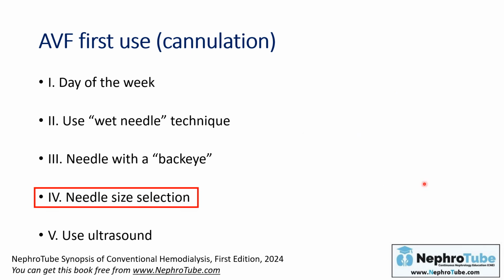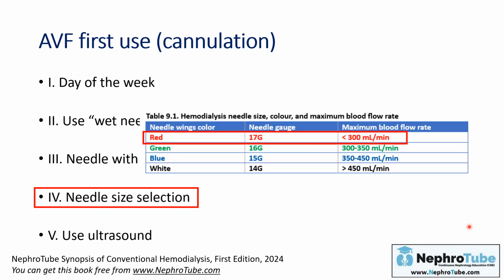Regarding needle size selection, I will mention again in this lecture that we have different sizes for different needles. It's better to use the smallest size of the needles, which is 17. This is the red needle, and it can accept blood flow up to 300. So use the smallest size in the first cannulation, and later on we can change the size according to the response of the fistula, as we will mention later. 17 is the smallest gauge needle. I will show you this table in detail later.